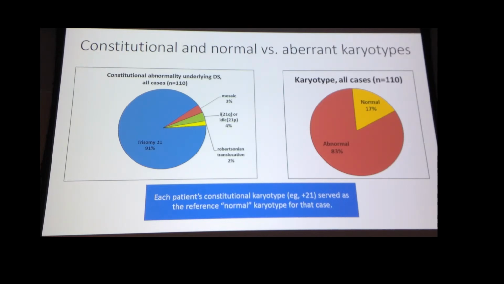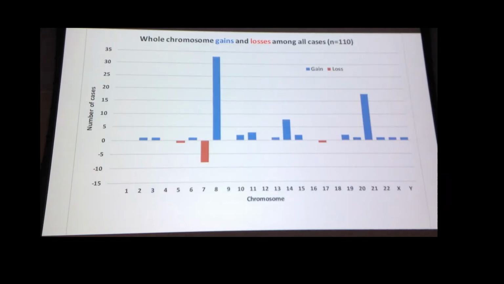And I want to point out that each patient's constitutional karyotype, for example, trisomy 21 in these cases with just plain Jane trisomy 21, serves as a reference normal karyotype for that patient. So when I say a patient had a normal karyotype, I mean that their karyotype was the same as their constitutional karyotype. They all had Down syndrome. So among all of our cases, all 110 cases, about 83% had an abnormal karyotype with cytogenetic findings, the majority of cases.